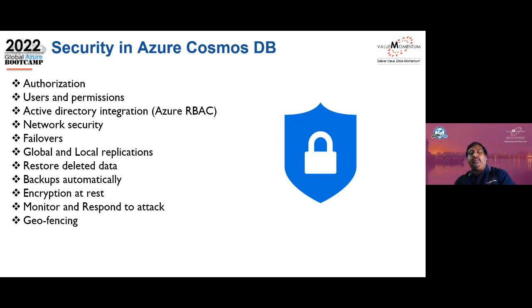Monitor and respond to attacks. Network monitoring happens in Azure. If any network attack happens, it will stop it, or it will inform the support team and they can take appropriate action. Geofencing security is also available.